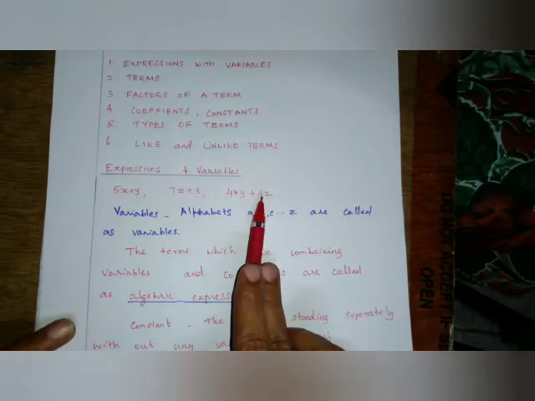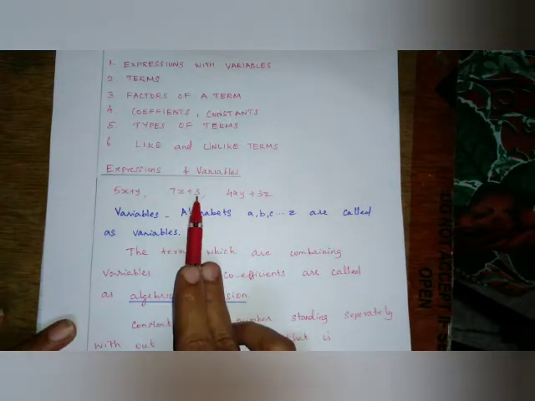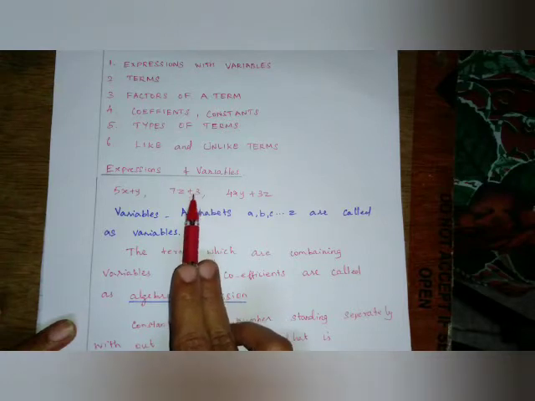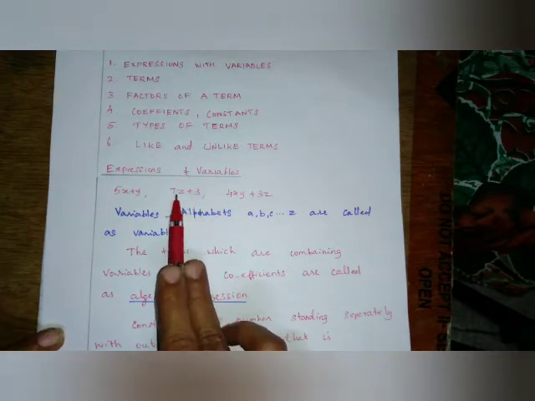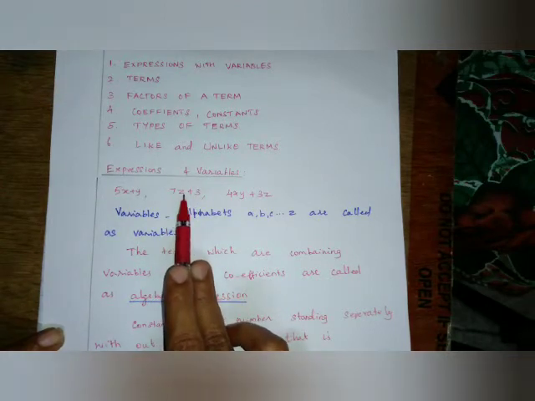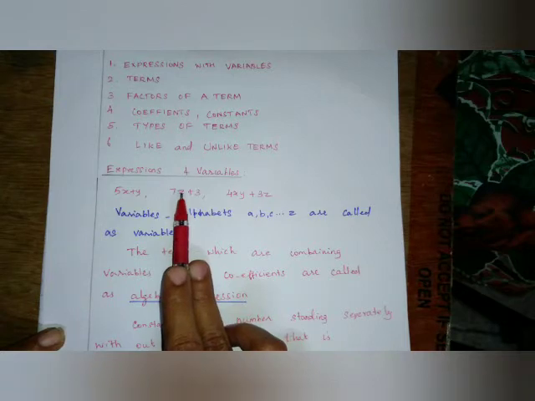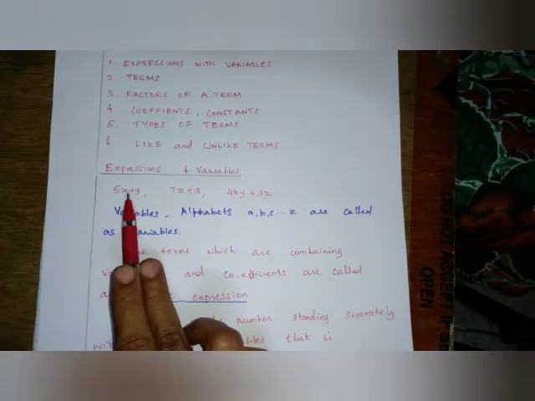Similarly, we have to understand the number in these algebraic expressions which is not combined with any variable. Like this 3 standing alone, the number without any variable standing alone, that number is called a constant. So in 7z plus 3, 3 is the constant, 7 is the coefficient and z is the variable.